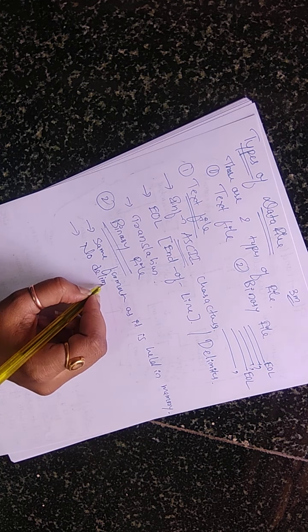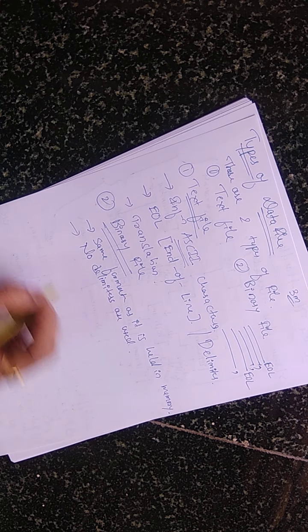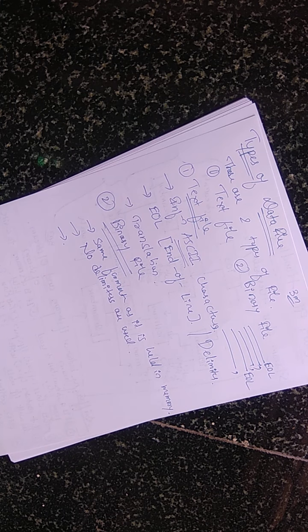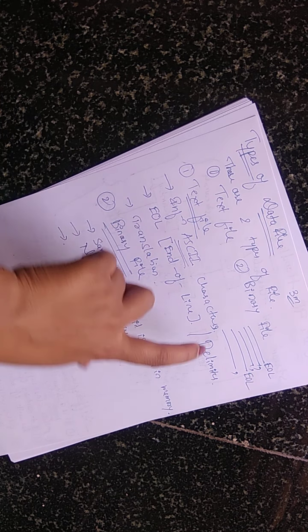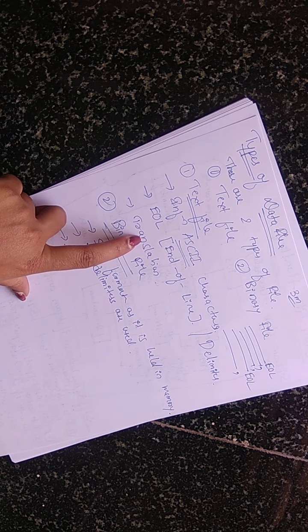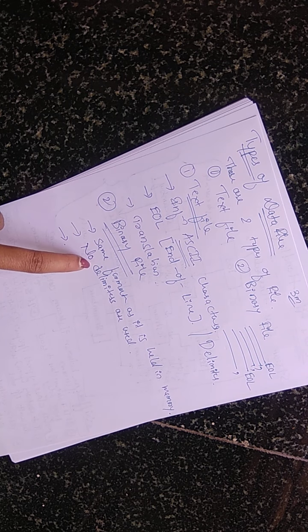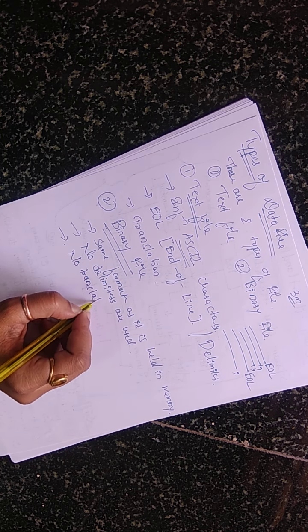No delimiters are used to end your text line. Here also no translation takes place. In your text file there is a delimiter or EOL at the end of your text line and a translation takes place. And here there is no translation taking place. Here we don't use any translations. No translation takes place.